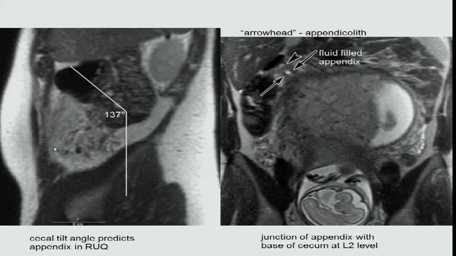Okay, so here we're going to do the cecal tilt angle again. So we're above 90 degrees. The base of our cecum is above 90 degrees. So where are we going to look for the appendix? Okay, so we look at the coronal, and we've got fluid in the appendix, and we've got some fluid around the appendix. So we've got acute appendicitis in the right upper quadrant. So we would be able to mark on the patient the area for the surgeon to make his incision.